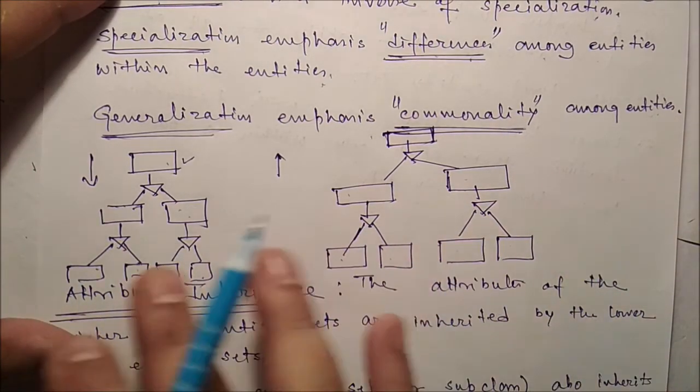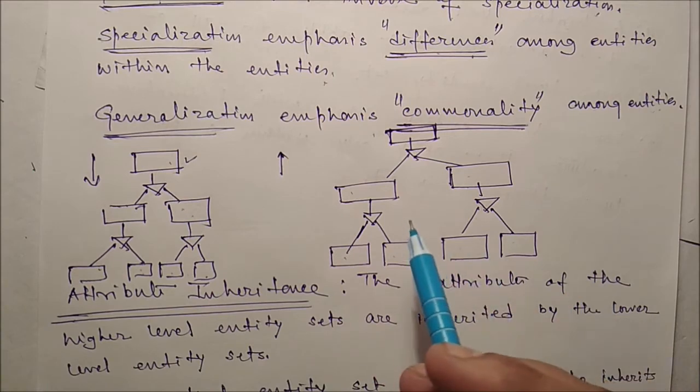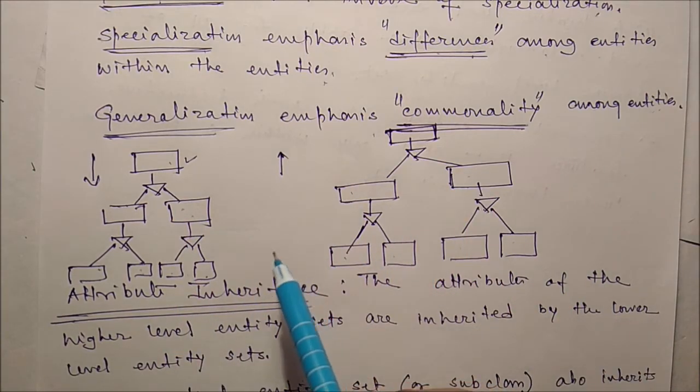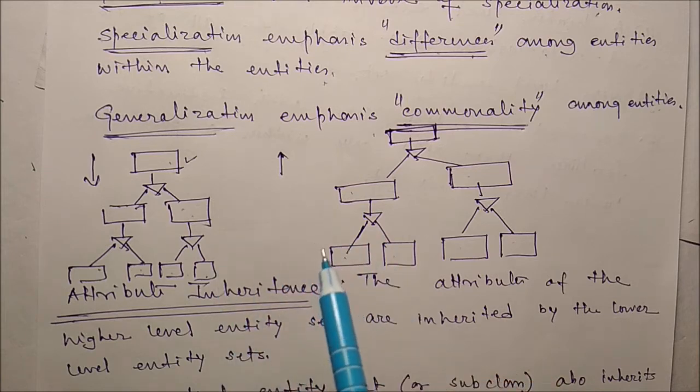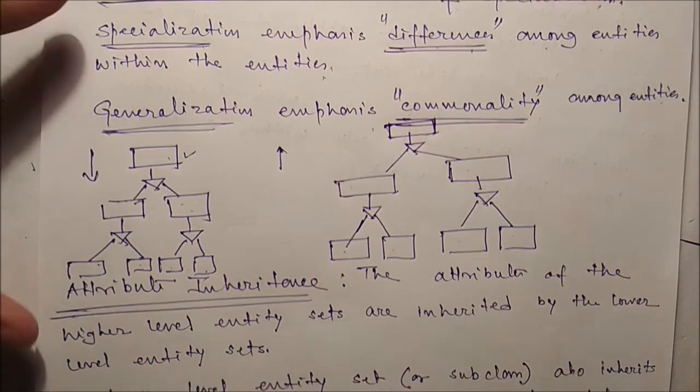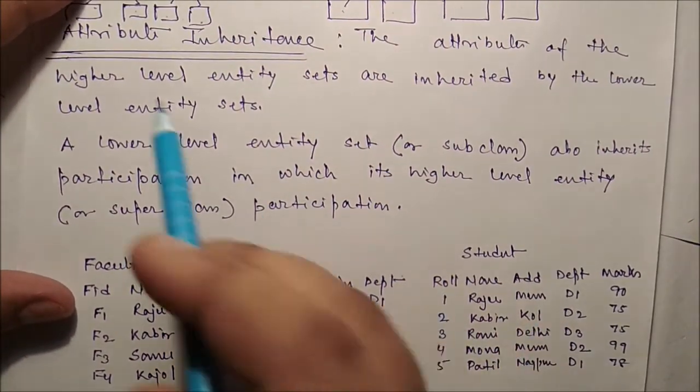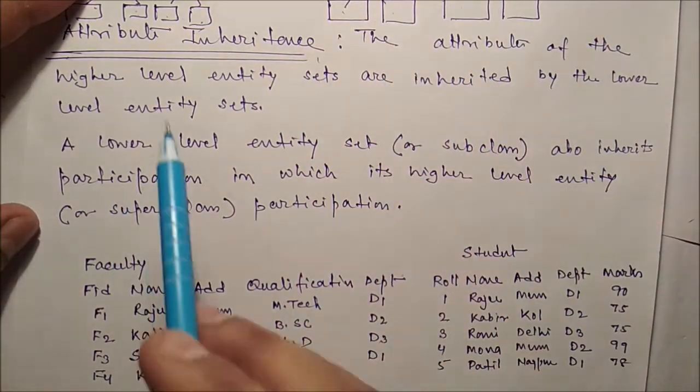So here we use specialization and generalization only for designing purposes, and implementation is the same for both cases. Okay, the next concept is what? Attribute inheritance. You can see one thing, attribute inheritance: the attributes of the higher level entity set.